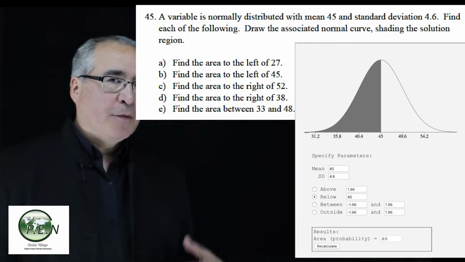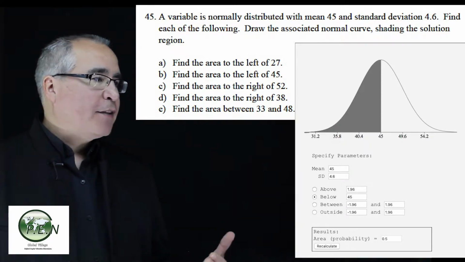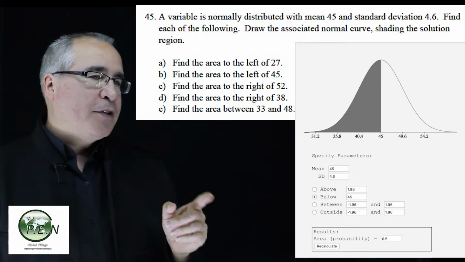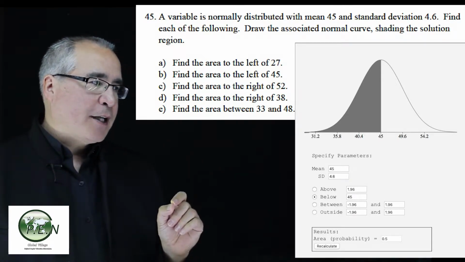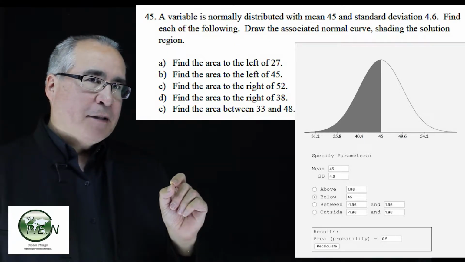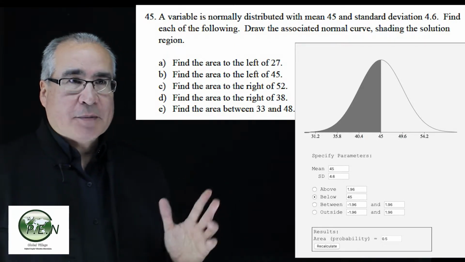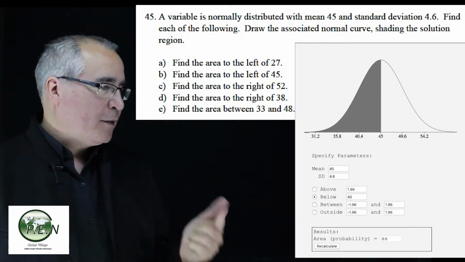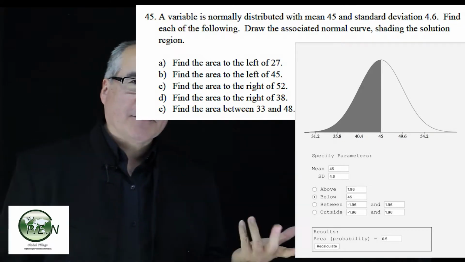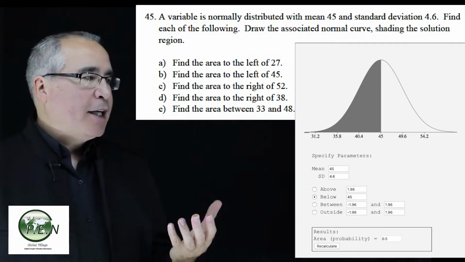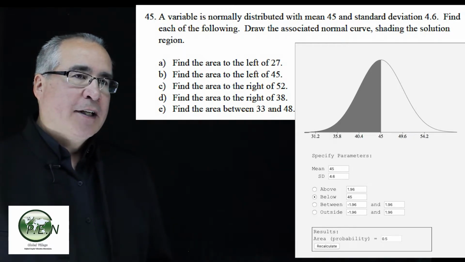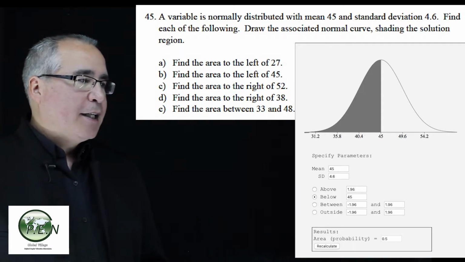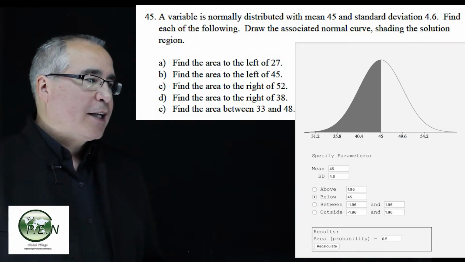For the B part, we just keep the calculator exactly the same, except now we want the area to the left of 45, so that's still below. Notice we've changed the below portion to the number 45. And if you're thinking, which I don't always do when I do these problems, 45 is the mean, it should be 50%. And that's exactly what we get when we hit recalculate. It tells us it's 0.5 or 50%. That's below. But the nice part of this is it gives us the drawing of a standard curve. So we see the shaded portion, just as the instructions ask for.